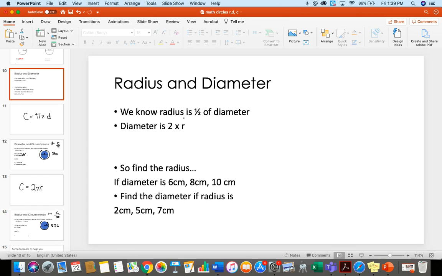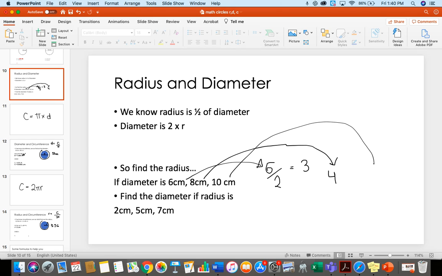So we know the radius is half of the diameter, and the diameter is 2 times the radius. So here's some examples for you. If we know that the radius is going to be half, and we are given a diameter of 6, that's saying 6 divided by 2, that's 3. Or sometimes you don't even have to show the work because you know what half of it is automatically. So what's half of 8? We know that's 4. What's half of 10? That's 5. Okay, so that's finding the radius from the diameter.